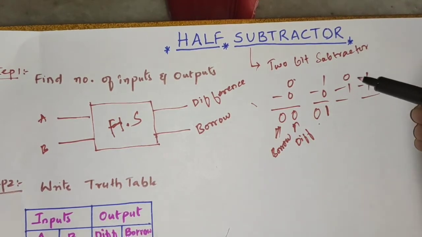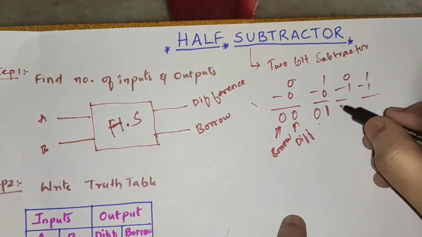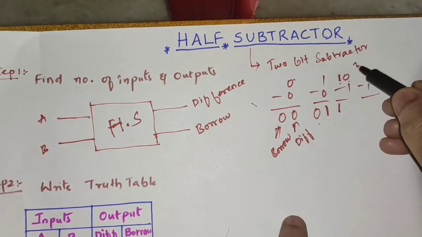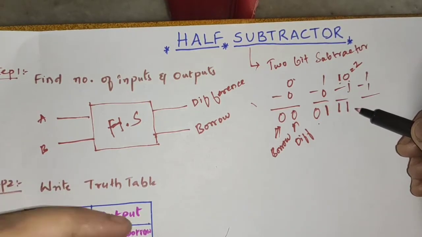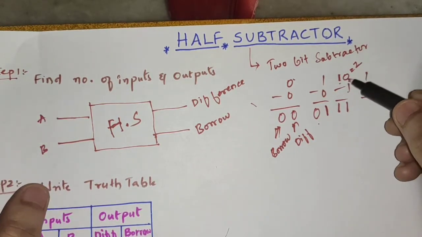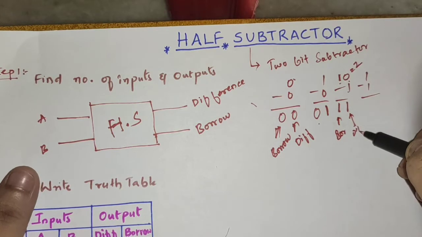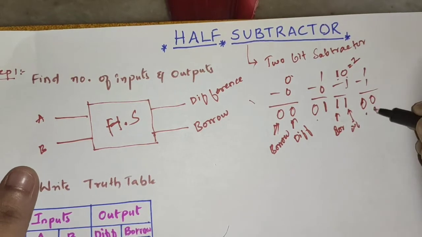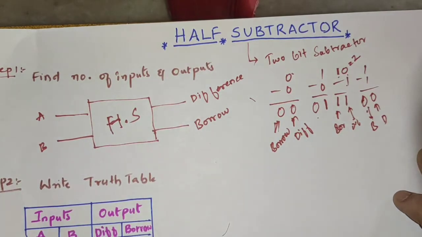0 minus 1, we can't subtract 0 minus 1 without taking a borrow. That is not possible, so we need to take one borrow. 10 is nothing but 2, right? 2 minus 1 is 1. So subtracting 1 from 0 is not possible, so we take the borrow, that is 1, and by taking the borrow we get the difference as 1. This is the borrow and this is the difference. 1 minus 1 is 0 and the borrow is also 0, right? No borrow is taken, so this is the difference and this is the borrow. In this way the 2-bit subtraction takes place.